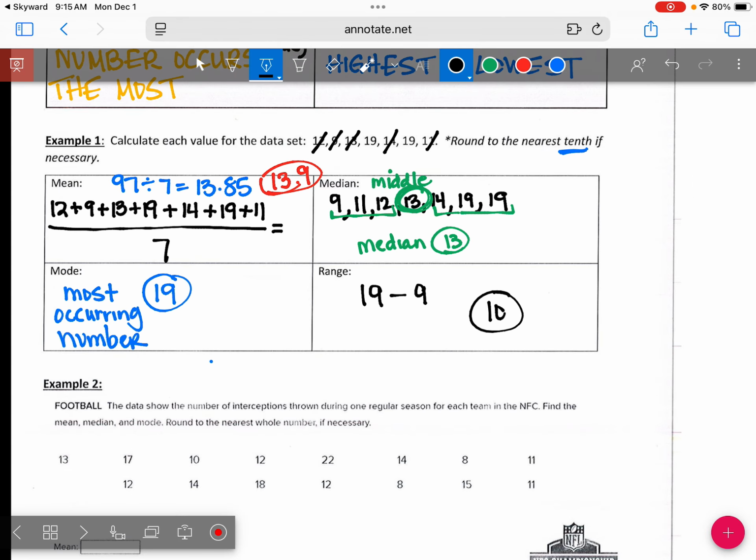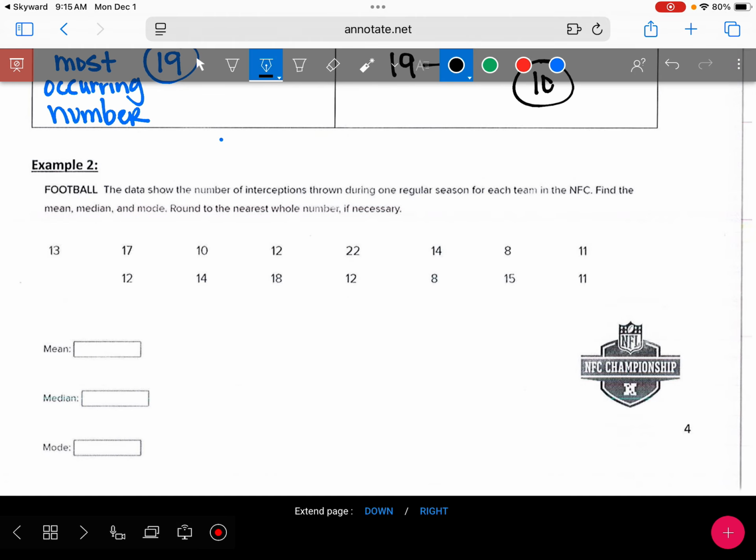All right, so now this data shows the number of interceptions thrown during one regular season for each team in the NFC. So we have to find the mean, the median, and the mode. We got a lot of numbers. Go ahead and add them all up. And let's see how many numbers we got. 1, 2, 3, 4, 5, 6, 7, 8, 9, 10, 11, 12, 13, 14, 15. All right, go ahead and add them all up, and then you're going to divide it by 15. And this one says round to a whole number, which means no decimals.